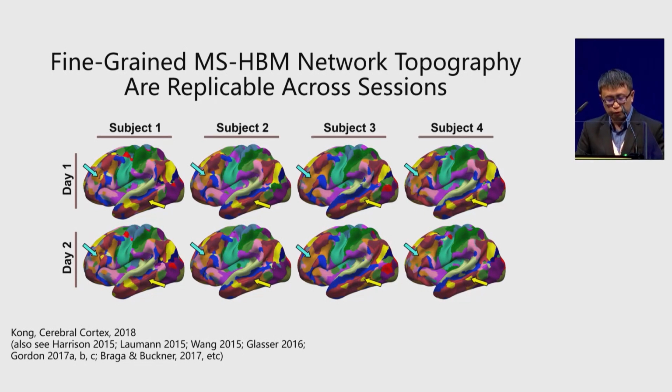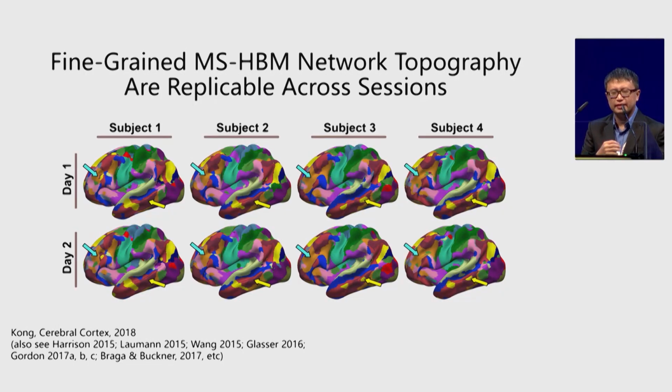The parcellation topographies are also highly replicable across sessions. Here are 4 Human Connectome Project subjects. Each column is a subject. The top row is day 1, the bottom row is day 2. You can see that these network topographies are highly replicable across sessions.